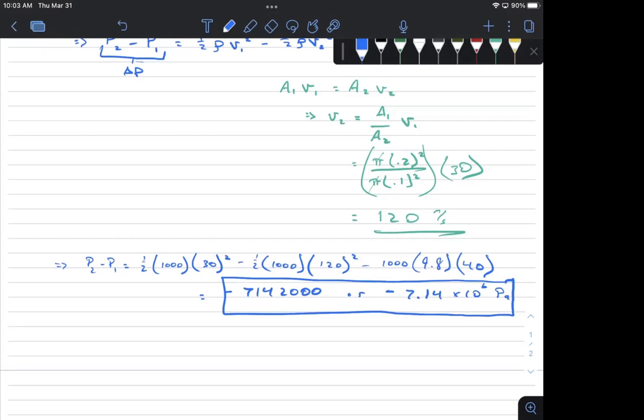So negative is perfectly fine. It just means you dropped pressure instead of gaining pressure. And there's nothing wrong with that. That can possibly happen.